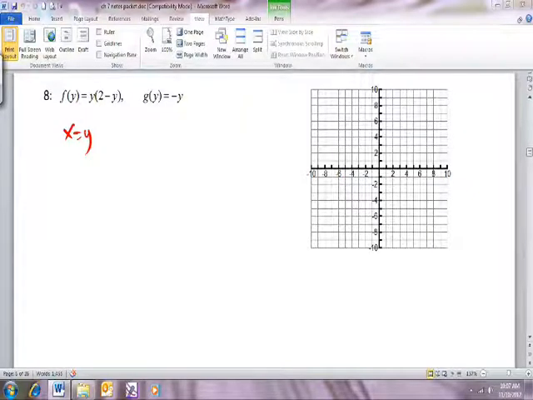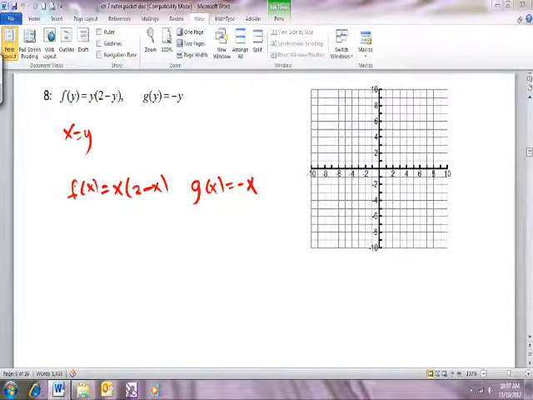And if nobody cares what my work looks like, if it's a multiple choice question and such, you just really want to write this as f of x equals x times 2 minus x, and then g of x equals negative x. And then all I've got to do is graph them now, and everything's in terms of x.